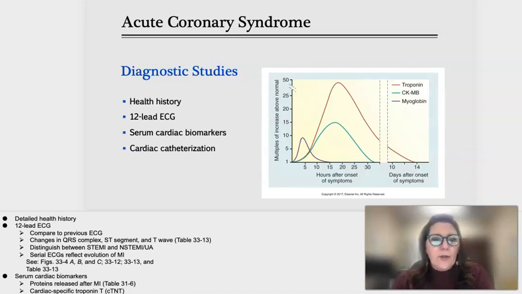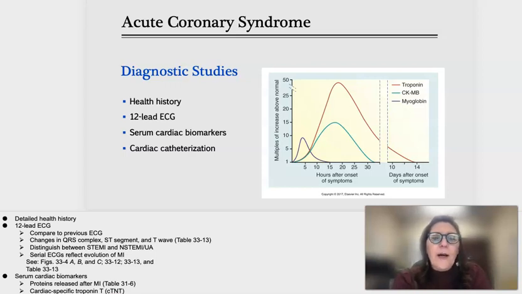You're always going to get a health history. You're going to get a 12-lead EKG. Compare it, hopefully, to a previous EKG. You're looking for changes in the QRS complex, the ST segment, and the T wave. And you want to know if it's a STEMI or a non-STEMI. Serial EKGs reflect the evolution of the MI. That shows, okay, it was this, and now it's this, and all these different things that we sort of know.